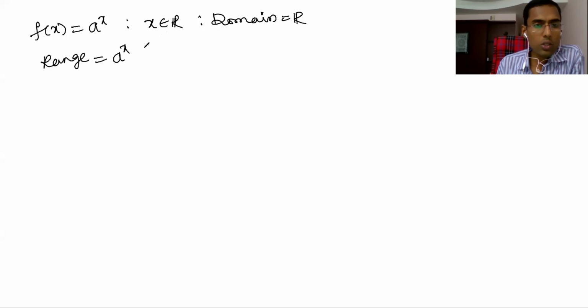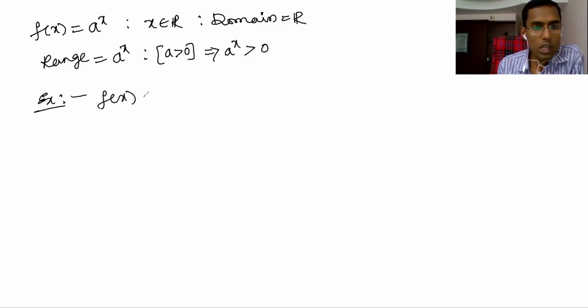So a, I already told, what is a here? A is greater than 0. A is positive. When a is positive, a power x also is greater than 0. When a is positive, a power x is also positive. A power x means f of x. F of x is always positive. Therefore range is what? Range is R plus. That is what we say, 0 to infinity.